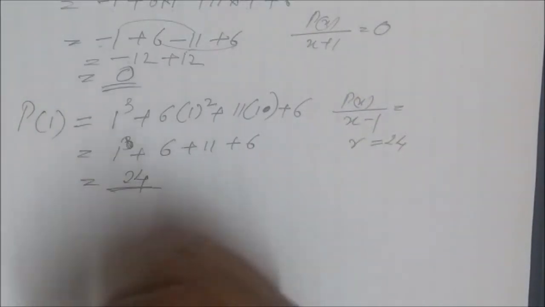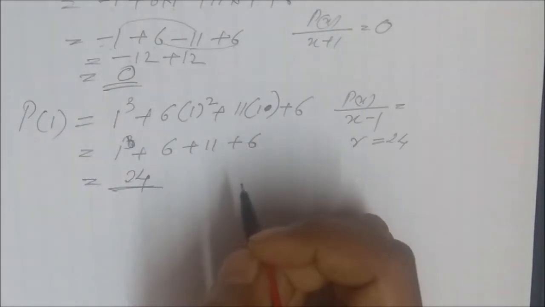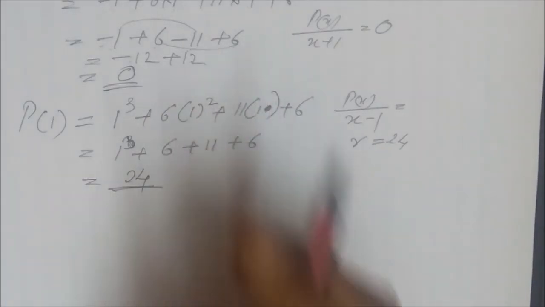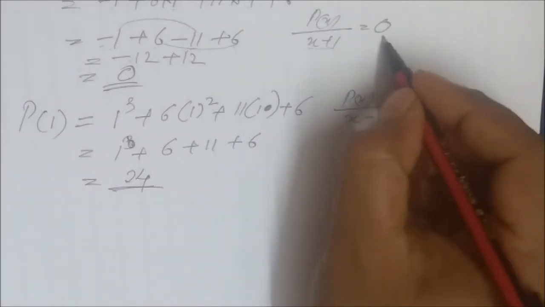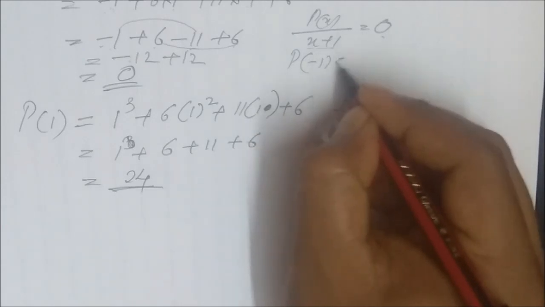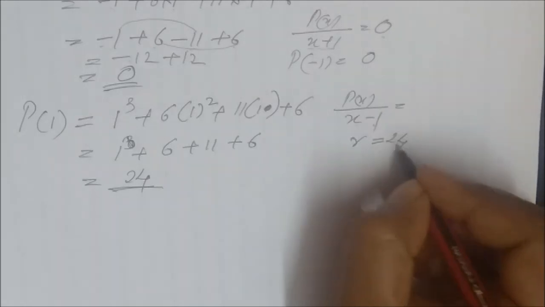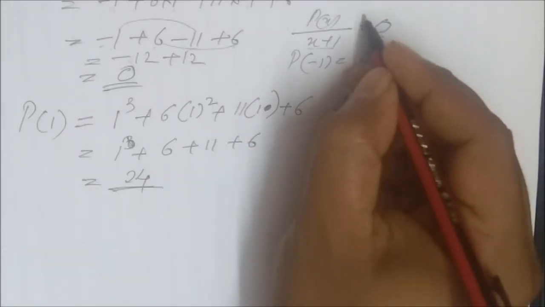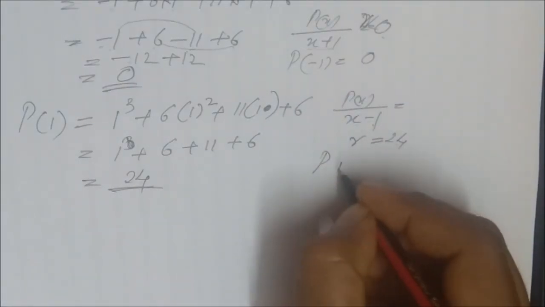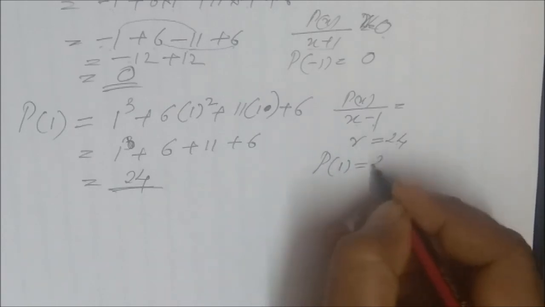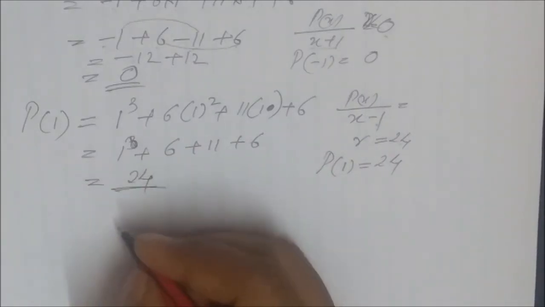So on comparing the division and these questions, what can we conclude? When we divide with x plus 1 we got 0, and when we find p of minus 1, we got 0. And in the case when we divide with x minus 1, we got remainder 24, and we got p of 1 equal to 24. So from here we can generally conclude.